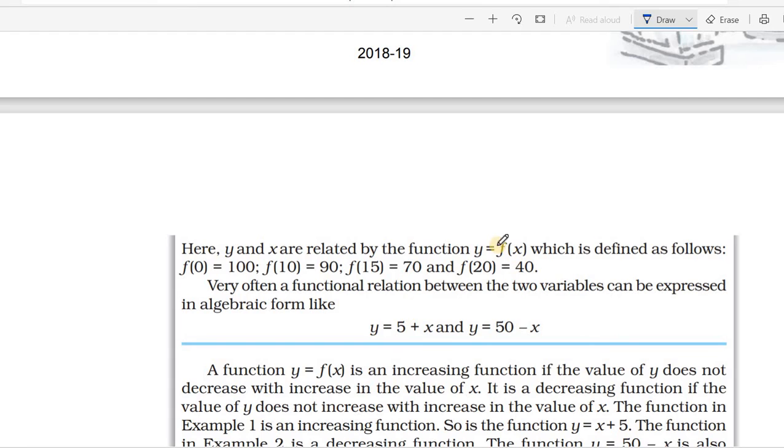This equation we can write as y equal to 5 plus x and y equal to 50 minus x.